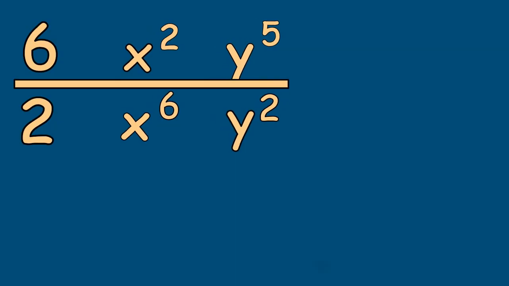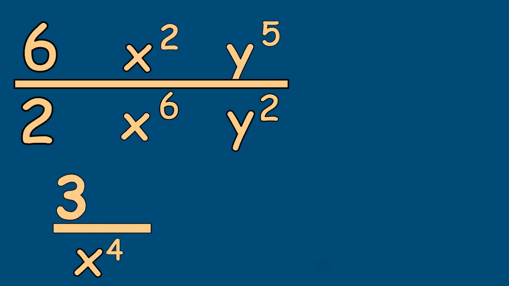First, let's work with the 6 over 2. We know that 6 divided by 2 is 3, so we can go ahead and change that part to a 3. Now let's work with the x's. Since there are more x's on the bottom than on the top, we won't have any x's on the top. If we subtract 6 minus 2, we get 4. That means we will have x to the 4th power on the bottom.